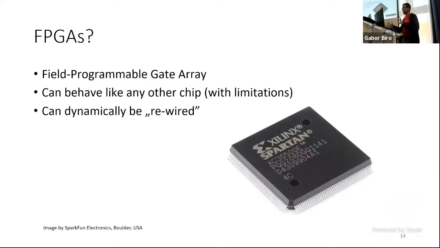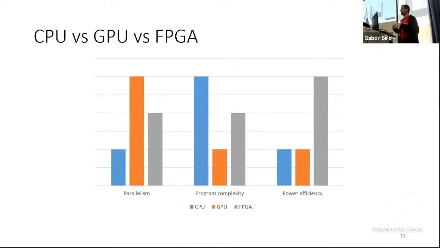Probably most of you are familiar with them, but for those who aren't that much, FPGAs, or field programmable gate arrays, are pretty much computer chips that can behave like any other computer chip, within limitations, of course. So they can be dynamically rewired on the fly to mimic some kind of other chips to do some computations. This is cool, but why do we actually want to use FPGAs?